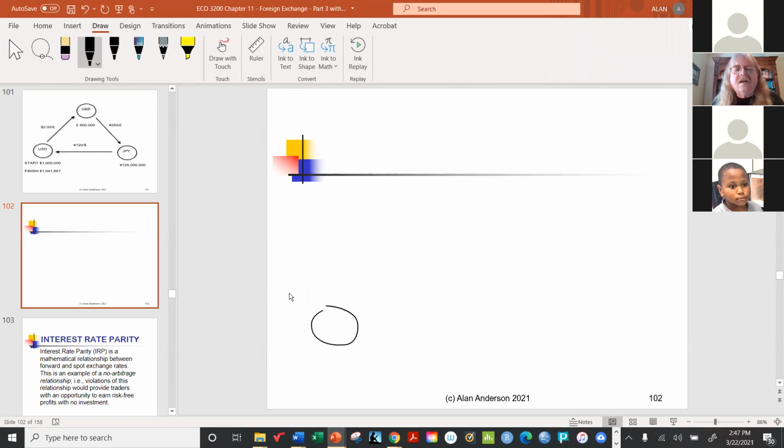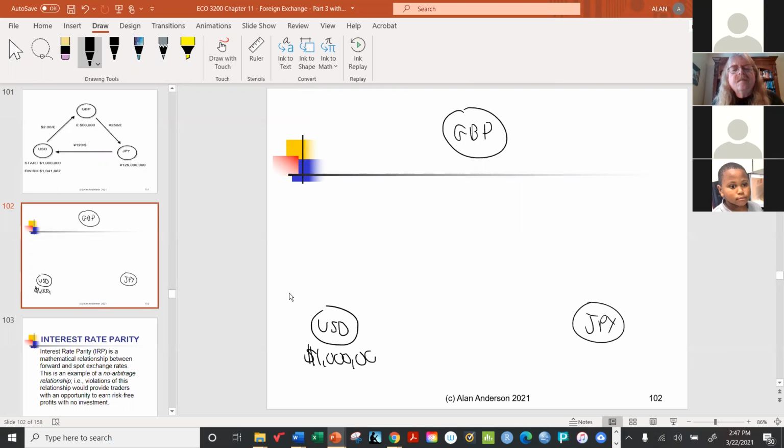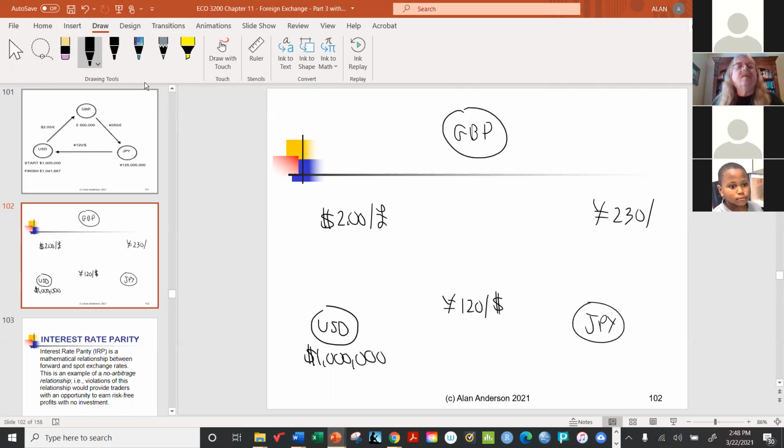We'll start down here with dollars. Up here we have pounds. And down here we have yen. We start with $1 million US. Now the exchange rates are still $2 per pound. Down here, we still have 120 yen per dollar. But what's different is that the cross exchange rate over here is, instead of 250, it's 230 yen per pound.